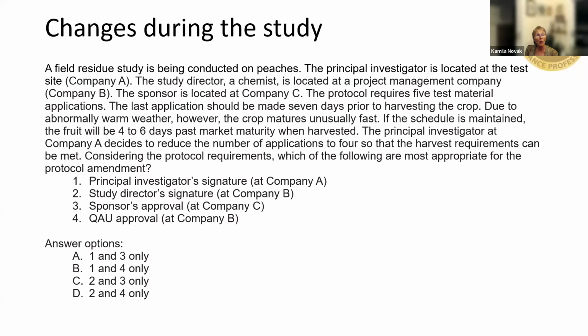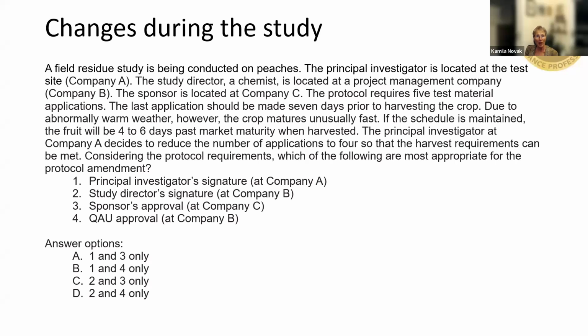Due to abnormally warm weather, climate change, we are talking about it all the time, the crop matures unusually fast. If the schedule is maintained, the fruit will be 4 to 6 days past market maturity when harvested. So the principal investigator at company A decides to reduce the number of applications to 4 so that the harvest requirements can be met.